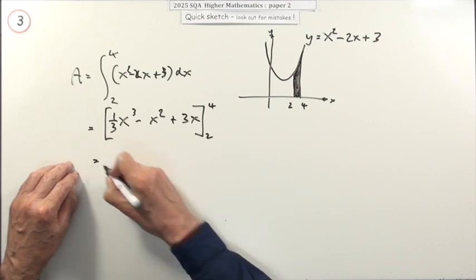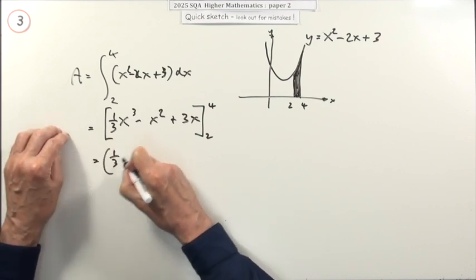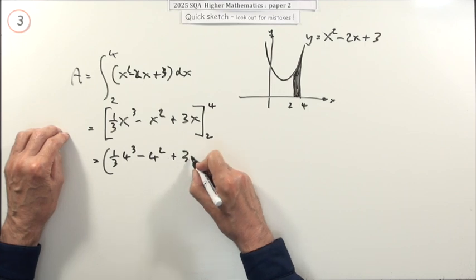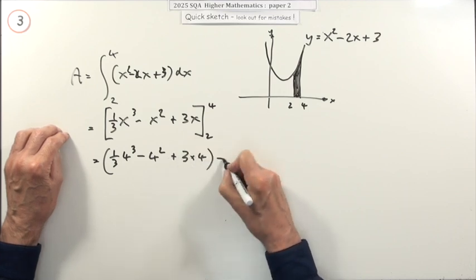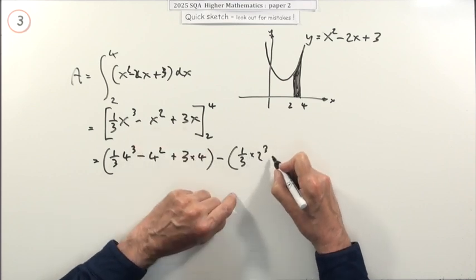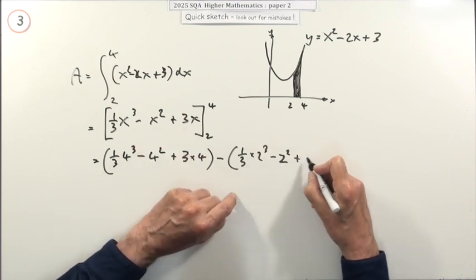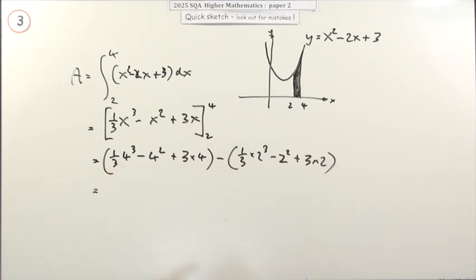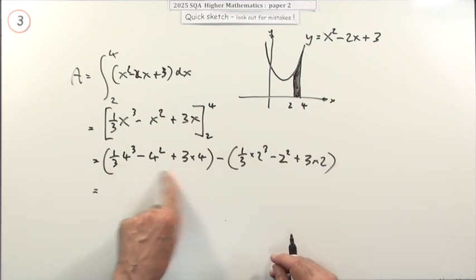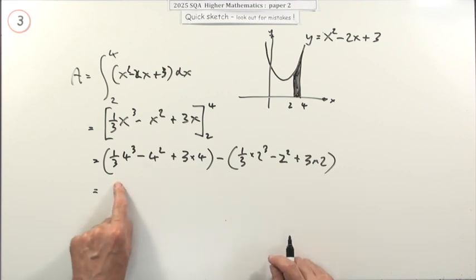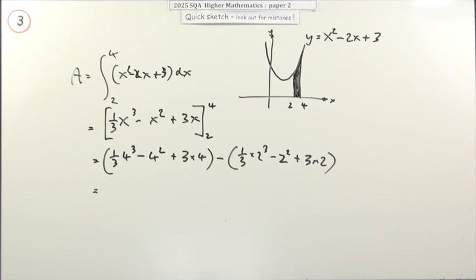Evaluate that from 2 to 4. So it'll be a third of 4 cubed minus 4 squared plus 3 times 4. Minus, same again, a third of, only this time with 2 cubed, minus 2 squared plus 3 times 2. And since it's paper 2, even though you could work that, it's not too bad because the fractions aren't very small, you could just type it all into your calculator and then put your final answer down.